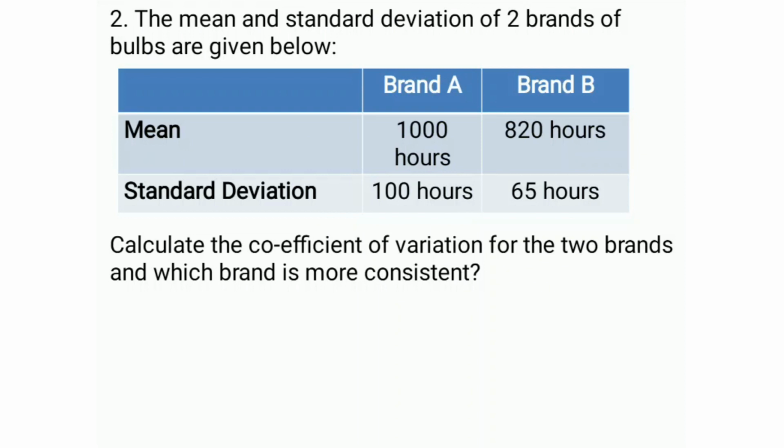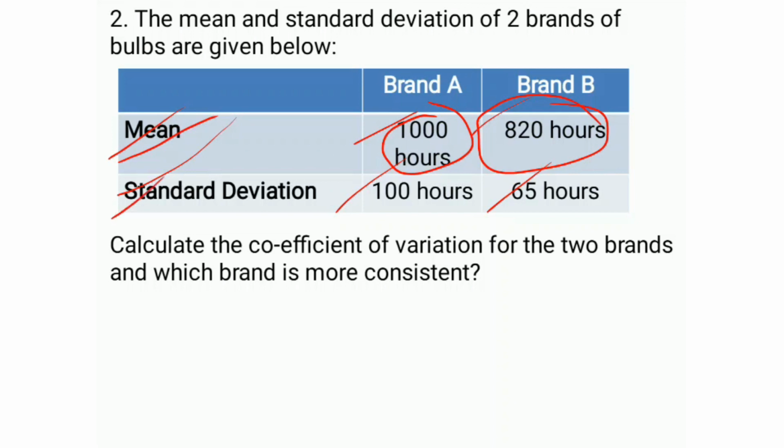Mean is 1000 hours for brand A and the mean of brand B is 820 hours. Standard deviation is 100 hours for brand A and the standard deviation of brand B is 65 hours. In this question they have given the average lifespan of brand A bulb and the average lifespan of brand B bulb. Brand A's average is 1000 hours and brand B's is 820 hours. So with respect to average, brand A is good, because the average lifespan of brand A is more than that of brand B.